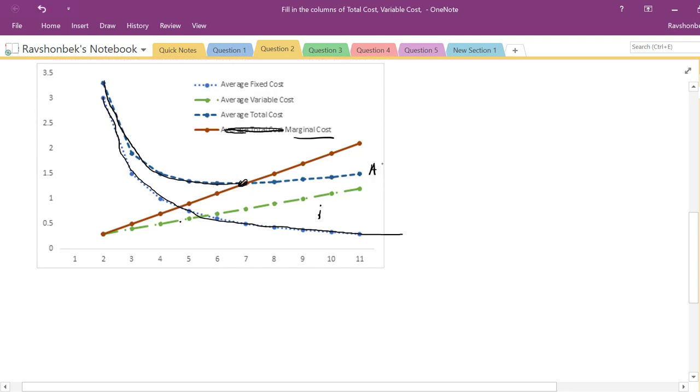So this is average total cost here. This is average fixed cost here. Now the marginal cost plays an important role. It pulls: as it is increasing, after it crosses the minimum point of average total cost, it starts pulling average total cost up, and as a result average total cost goes up like that as marginal cost goes up. So this is going to be the curve here if we were to continue.